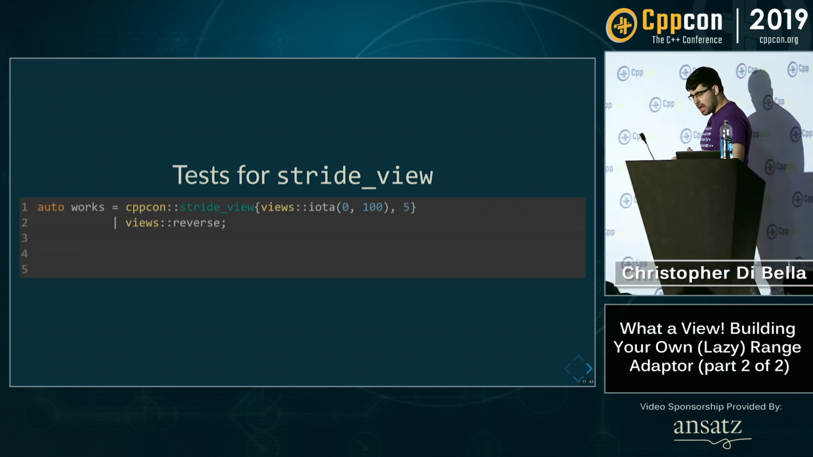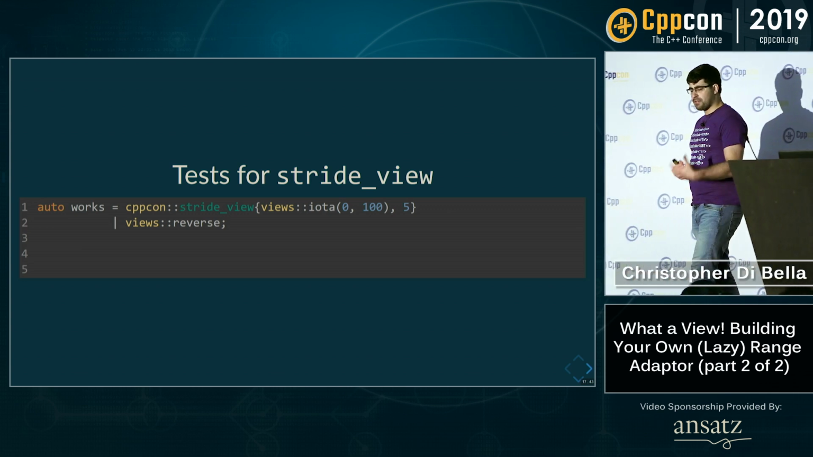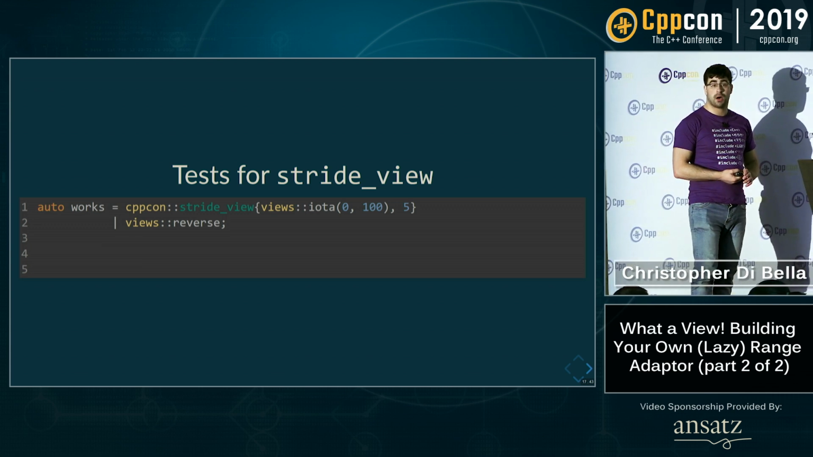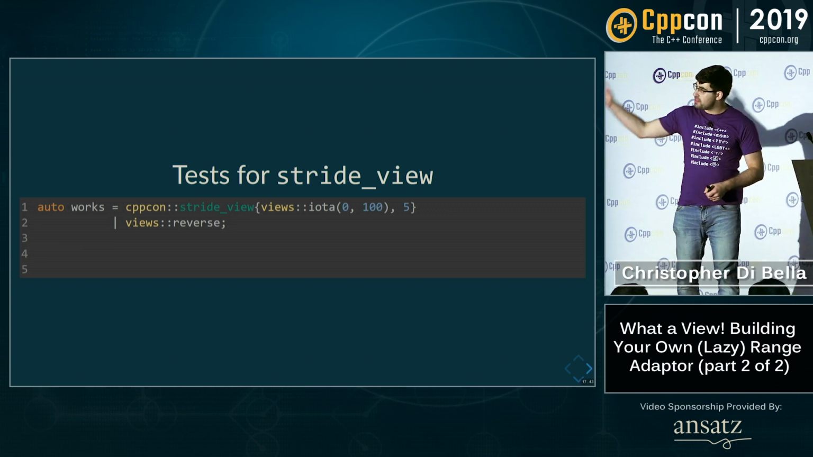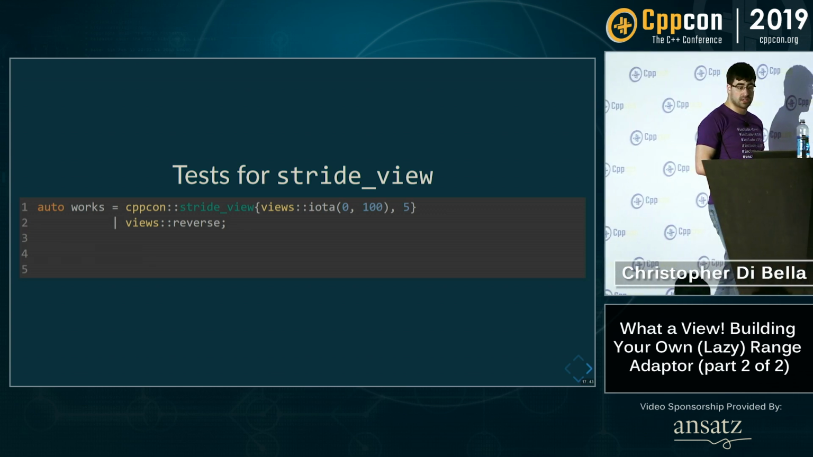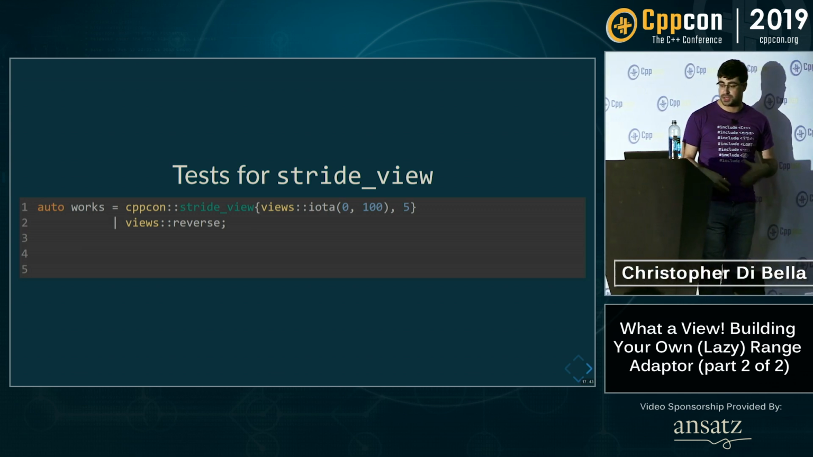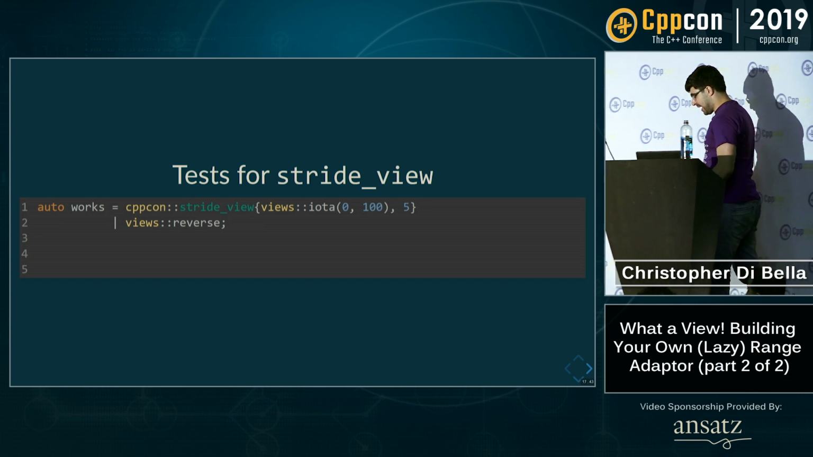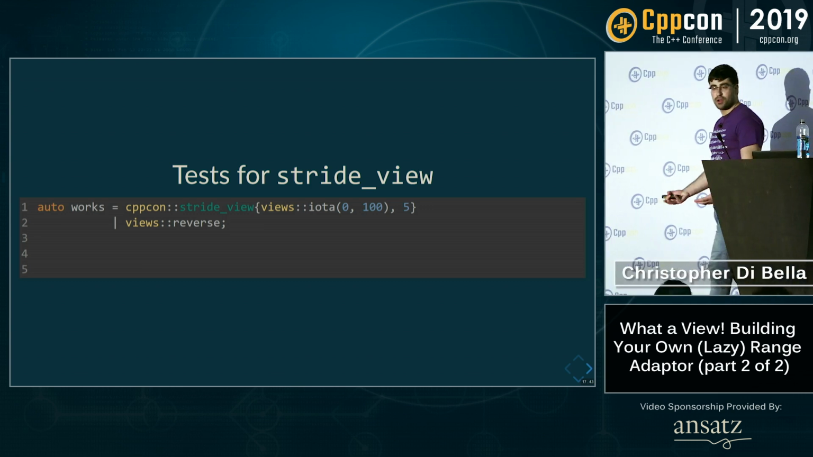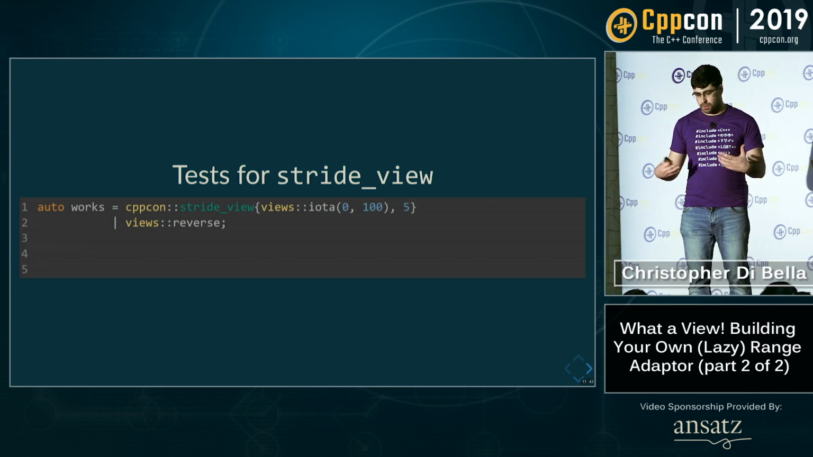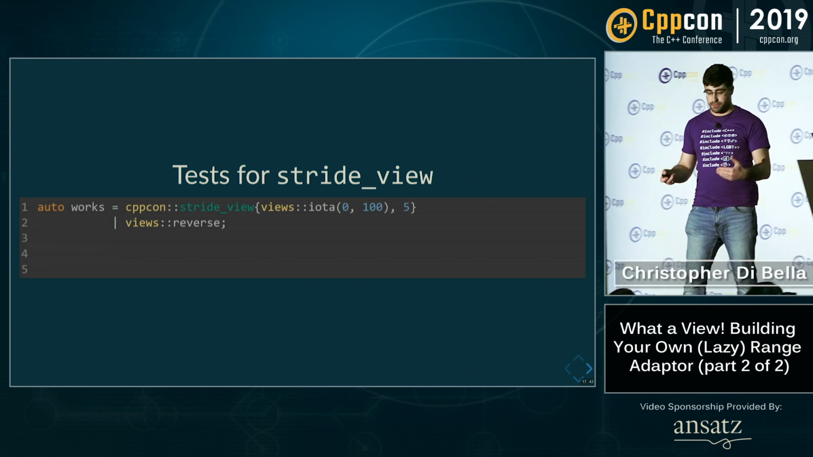Now, part of the great thing about ranges and range adapters is that they compose really well. And this particular example with the pipe operation works. It just magically works out of the box because views reverse is something that has already been accounted for in the standard library or in the canonical implementations, and so we can move forward by piping stride view into reverse.